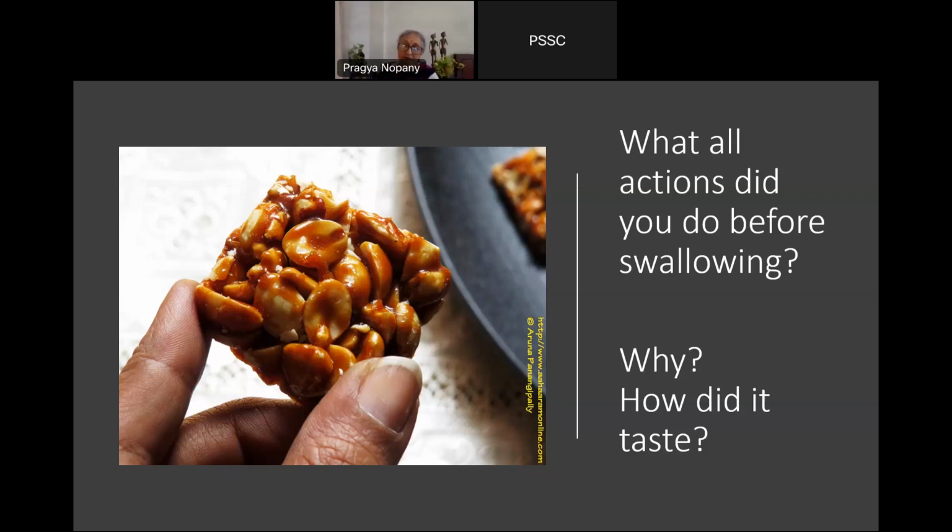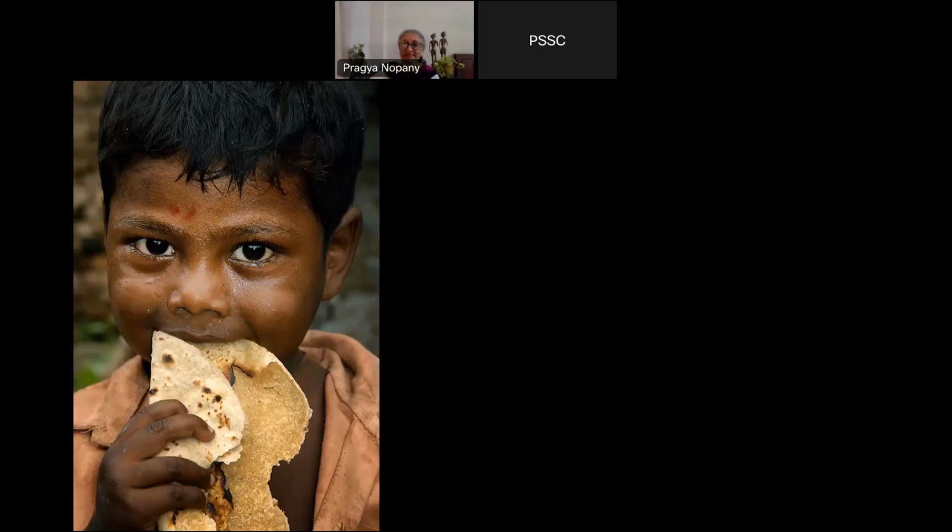And then they might also tell you that there was a lot of saliva in their mouth. मुंह में पानी आ गया उनको चिक्की देखकर, right? And then you might ask, what do you think is the role of saliva? Then they might say this is to wet the food so that we can swallow it properly. But then you might also tell them this.